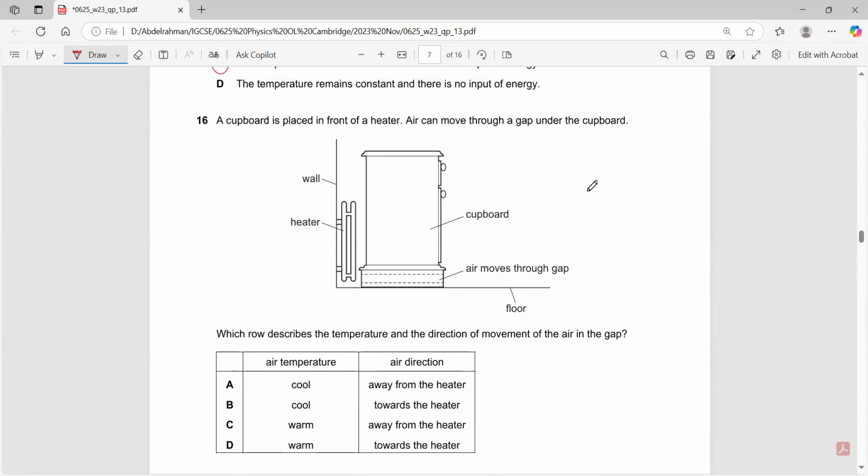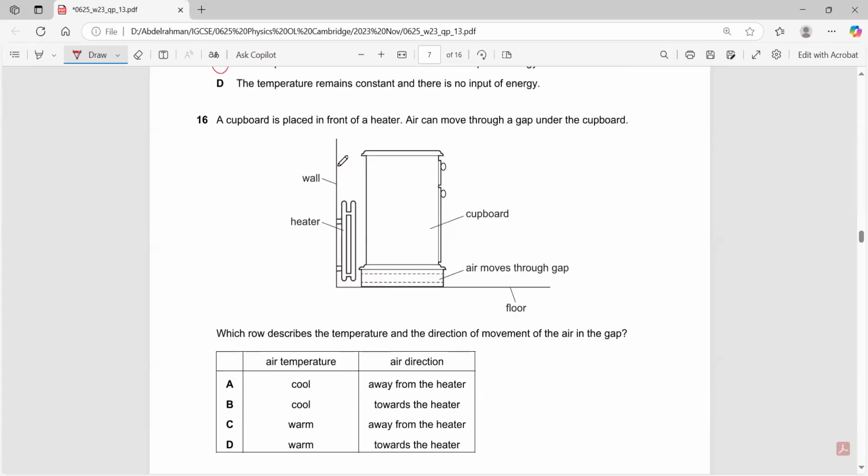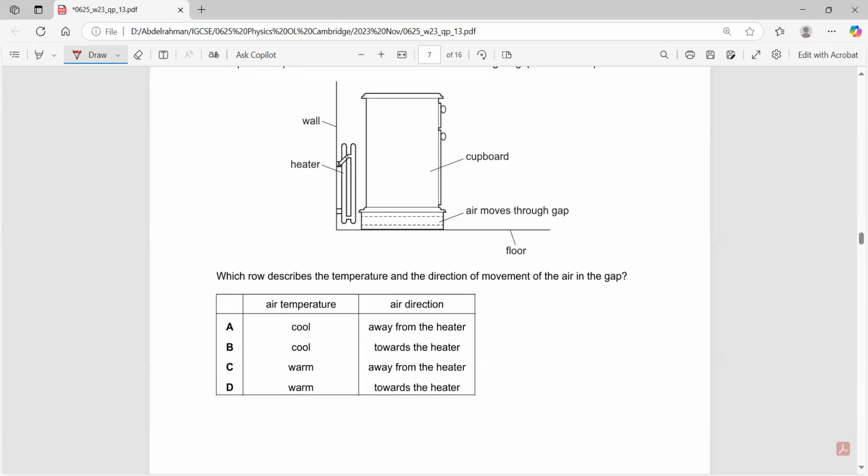Question 16. You have a cupboard and a heater behind it. Which row describes the temperature and the direction of movement of the air in the gap? The heater heats up the air, so the temperature of this air increases. What happens to hot air from the heater? The hot air moves upwards.